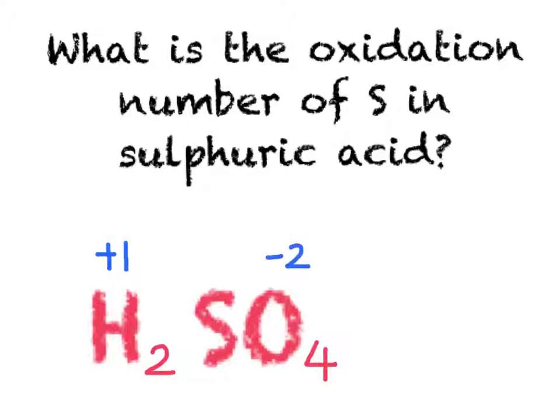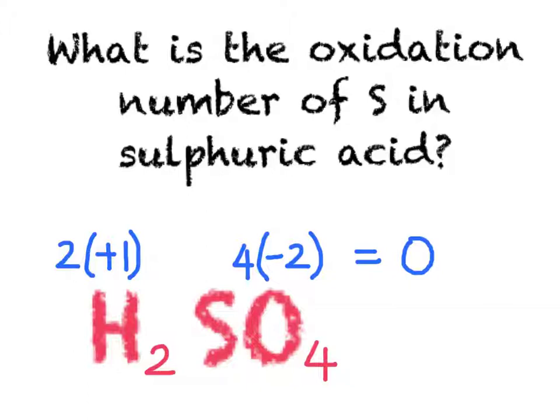But we do need to take into account the fact that there are 2 hydrogens and 4 oxygens in this compound. So we're going to multiply our +1 oxidation number for hydrogen by 2, and we're going to multiply our -2 oxidation number for oxygen by 4. We also know that the overall sum of the oxidation numbers of sulfuric acid needs to add up to 0. That was coming from rule number 3, because this is a neutral compound.